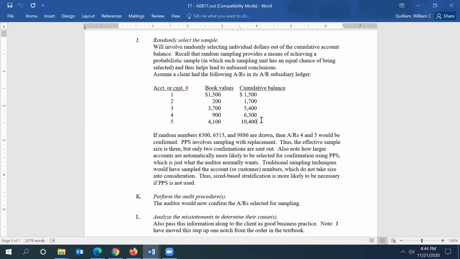But still the effective sample size is 3, even though 2 confirmations are sent out. Does that make sense? Okay. By the way, if we send 2 confirmations to customer number 5, they're probably going to get annoyed with us. Probably going to think it's an attempt to get more money out of them. You billed me for the same thing twice. Because a lot of customers, especially individual consumers, are not very familiar with account receivable confirmations when they get them, and they think it's an excuse for another bill.